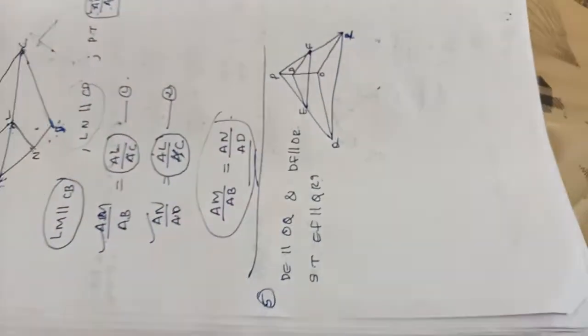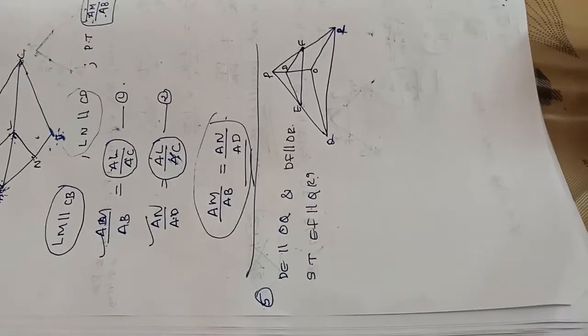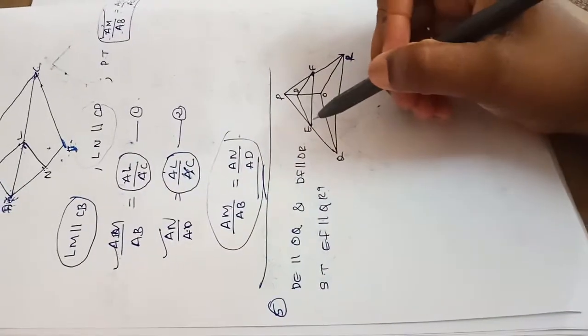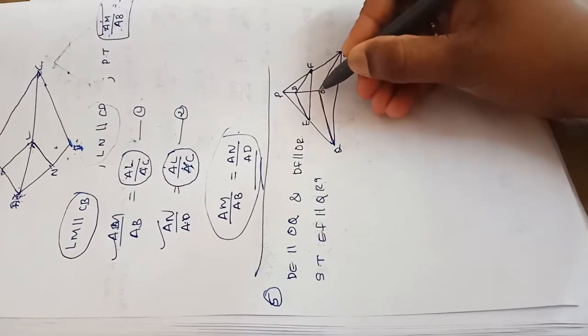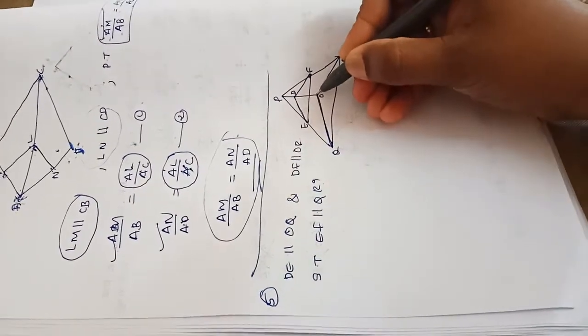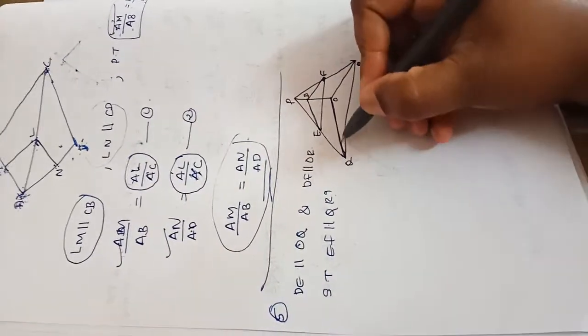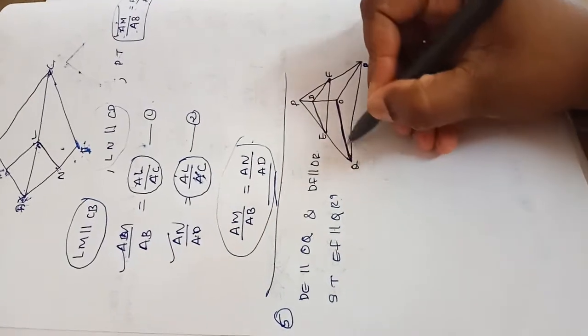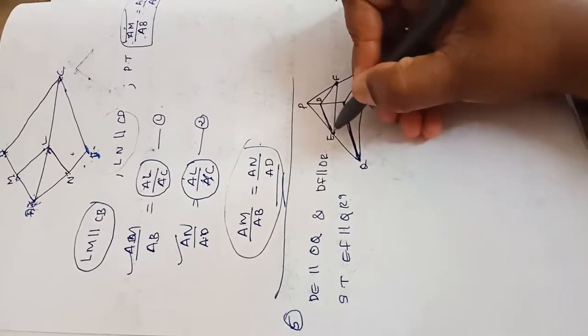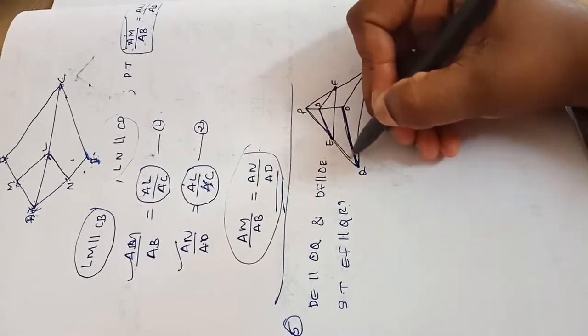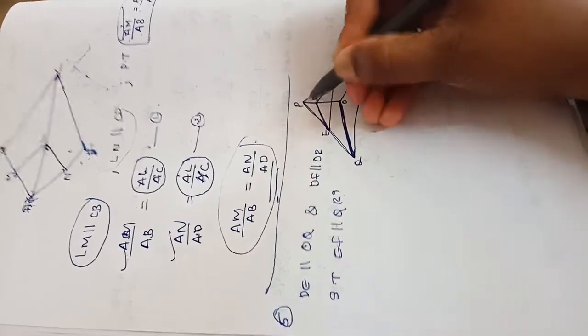Next, case number 5. In the figure, DE is parallel to OQ. So, where is D? This is parallel to OQ, so this is the highest line. You can take the triangle which has the side OQ, and this one should be inside this triangle. So, I am taking the triangle POQ.